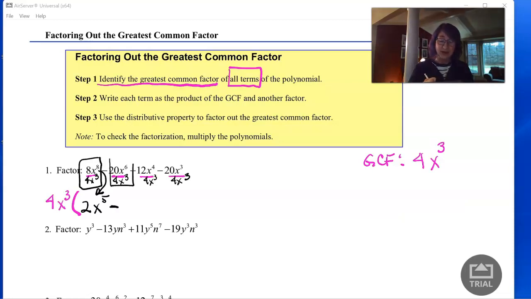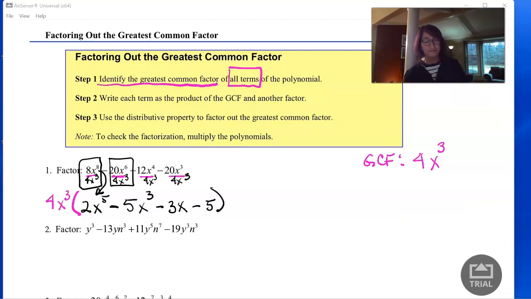I do the same thing with my next set. So that's going to be 5x cubed. Now I go to my third term, minus, and that'll be 3x. X to the 4th over x cubed is just plain old x, minus 5. We're done. This is referred to as the factored form.